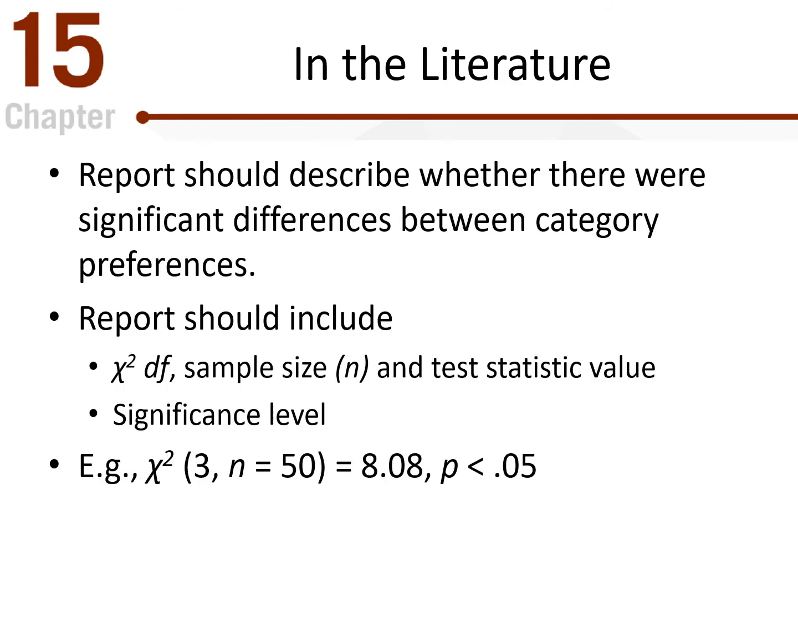If you're reporting the chi-square statistic, you're going to write the chi-square symbol, parentheses 3, which means there's 3 degrees of freedom, which means there's 4 categories, and then give the sample size, because that can affect significance. And that equals 8.08. If that's your obtained value, 8.08, it's greater than the critical value, so you will reject the null. P is less than 0.05. And that basically means that there is a difference or there is a preference.